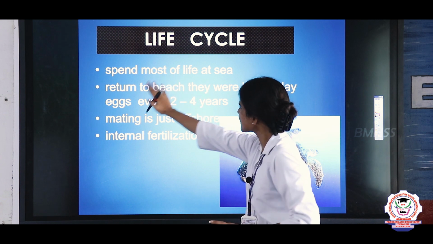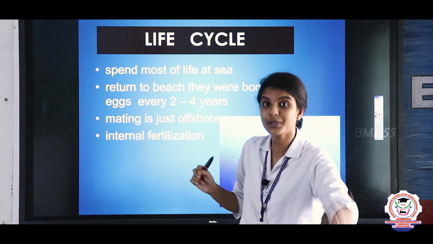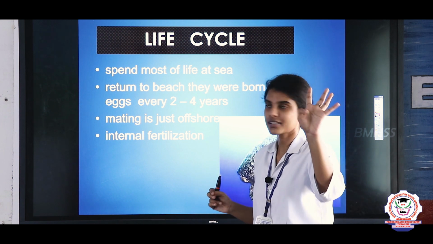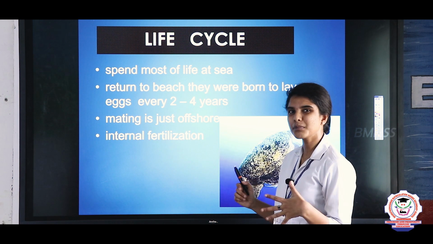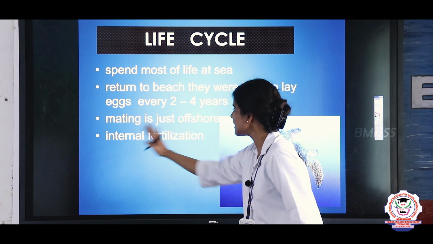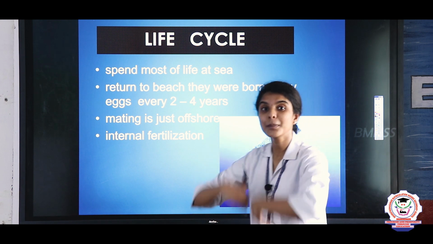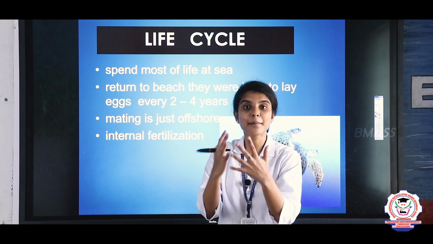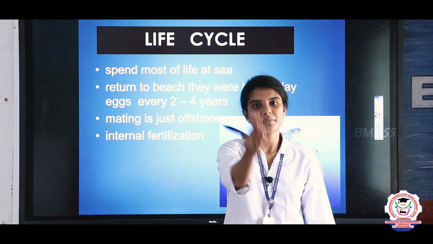Okay. So it returned to the beach; they were born to lay eggs every 2 to 4 years. So it goes ashore to lay the eggs every 2 to 4 years. Okay. So then mating is just offshore. Yes, mating means fertilization. It is just offshore, and internal fertilization happens inside the female sea turtle. I told you it is internal fertilization, where the 2 gametes fuse together internally inside the female turtle.